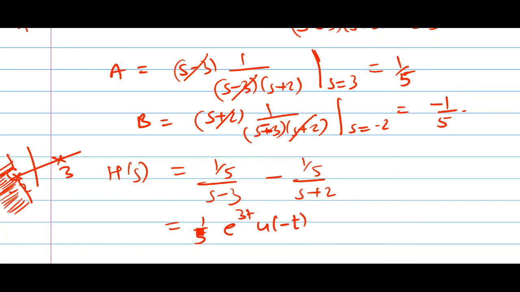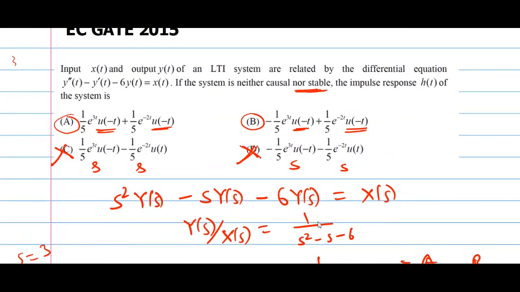Here minus, then here also a minus sign will come. Then minus 1 by 5 e raised to minus 2t u of minus t. Here minus, then here also minus, minus minus becomes plus. Now 1 by 5 minus 1 by 5 e raised to 3t. Minus 1 by 5 e raised to 3t. So the correct answer is option B.